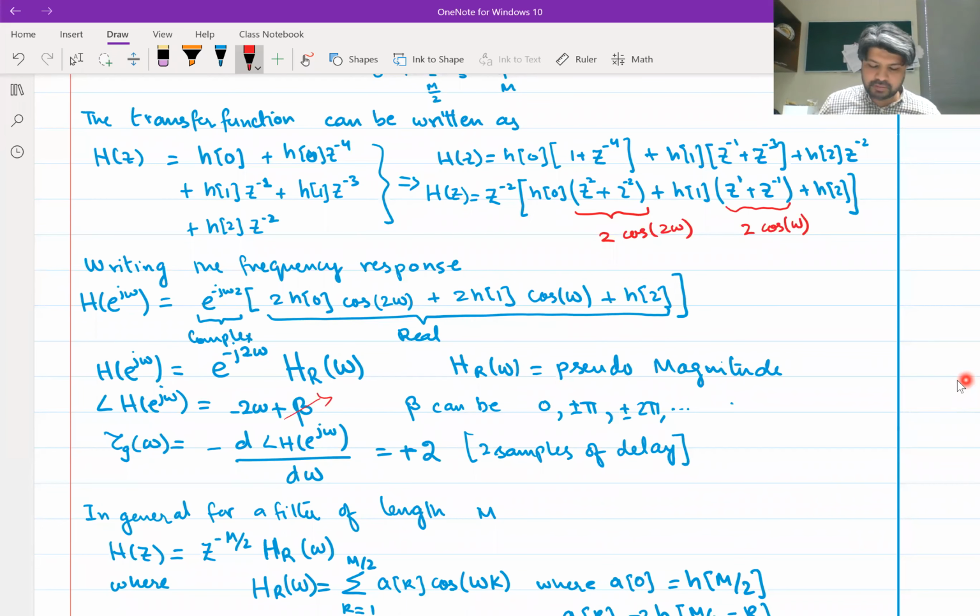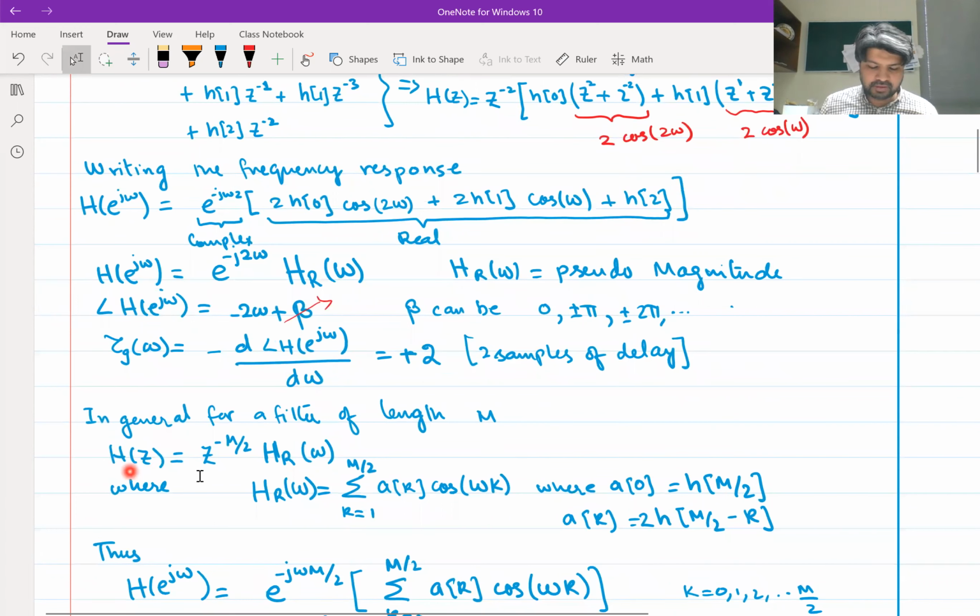So you have a group delay of 2 samples इस केस के अंदर, ठीक है? In general इस रिस्पॉन्स को अगर आपने जेनेरिकली लिखना है, where m is not equal to 4, you can write your h of z as z to the power minus m by 2 times hr of omega, where hr of omega is given as summation k ak cos of omega k, where ak is given as 2 times h of m by 2 minus k, and a of 0 is h of m by 2, ठीक है? तो k की वैल्यू 0 से स्टार्ट हो रही है, ठीक है?